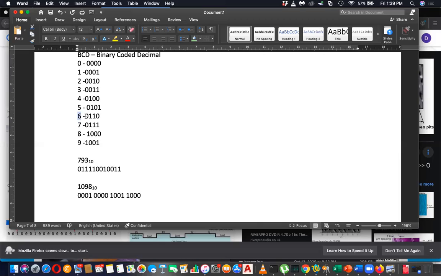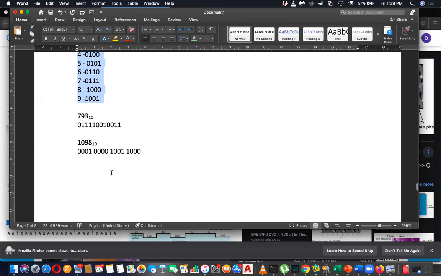Digit 6 will be represented using this 4-bit BCD code. Digit 8 will be represented using this 4-bit BCD code. Understood? Right. But with this method you can't represent letters, no? You can't represent letters in this method, because you can represent 0 to 9 only.